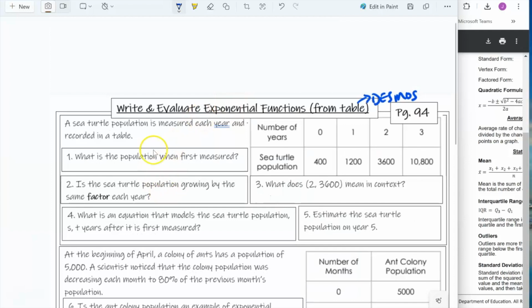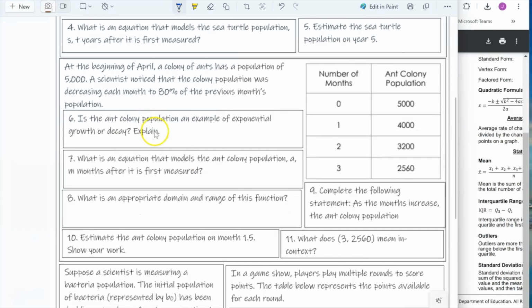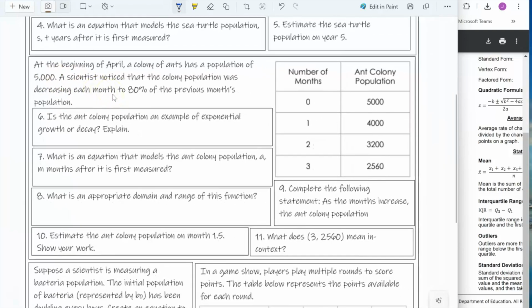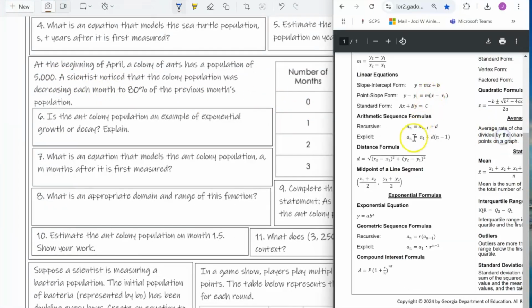Okay, so I'm going to let you do this first question, but I'll give you an example before you do it. So I'm going to start right here. At the beginning of April, a colony of ants has a population of 5,000. Okay, so what does 5,000 mean? All right, so let's start again with the exponential function so we can see what it is.